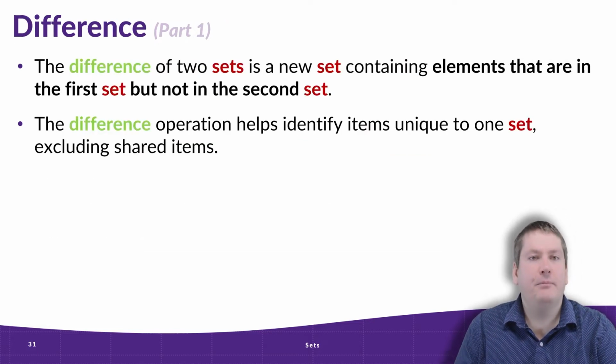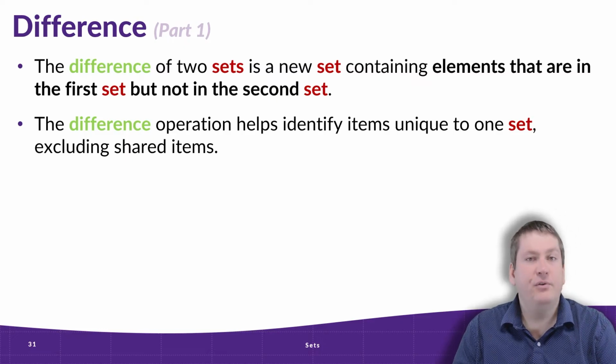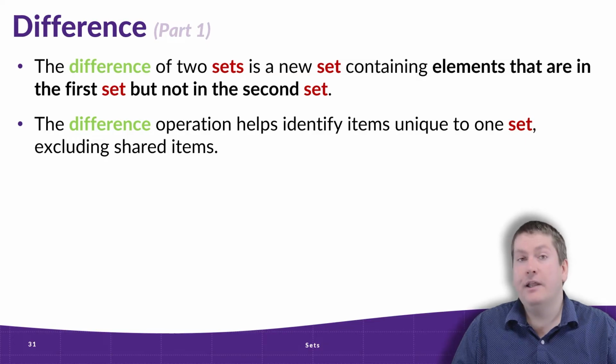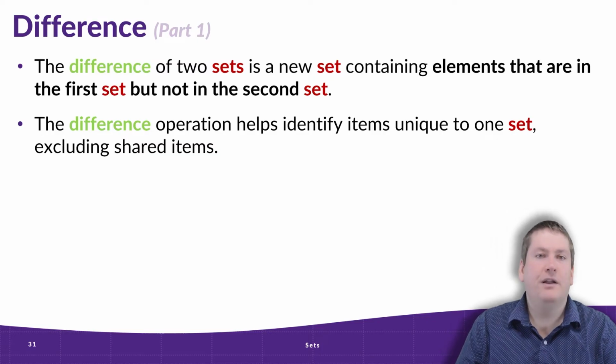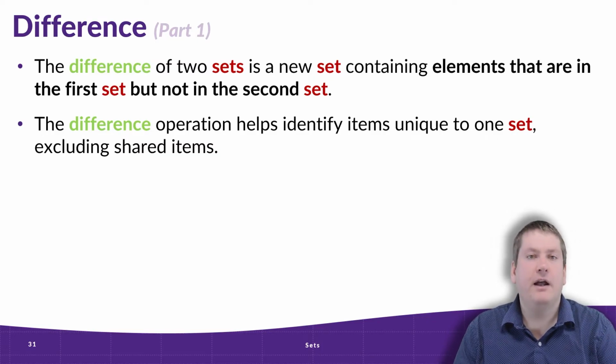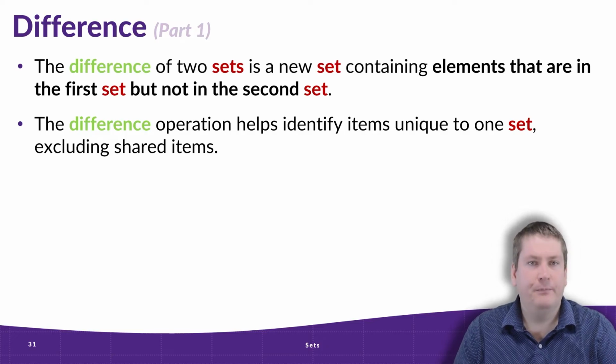Now, the last set theory operation we'll take a look at is difference. And the difference of two sets is a new set containing elements that are in the first set, but aren't contained in the second set. This difference operation really helps with identifying items unique to one set, excluding any shared items. You can sort of think of it like subtraction for sets.